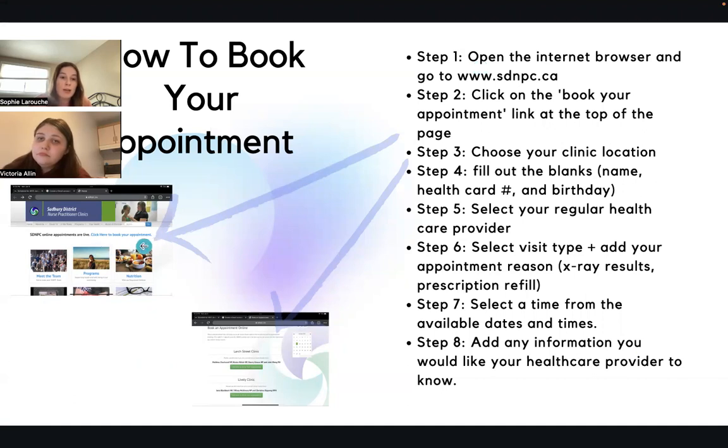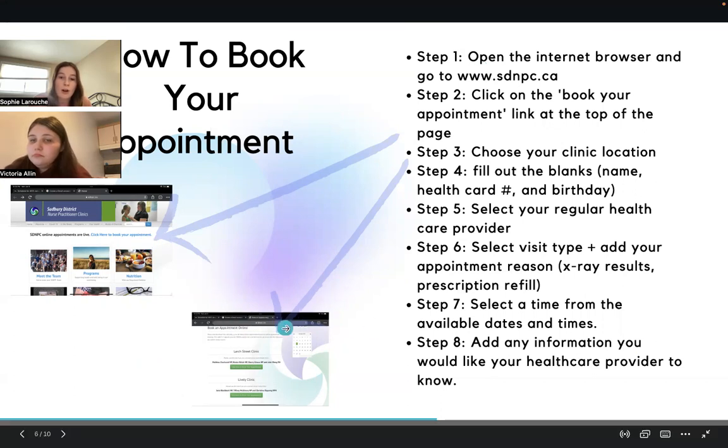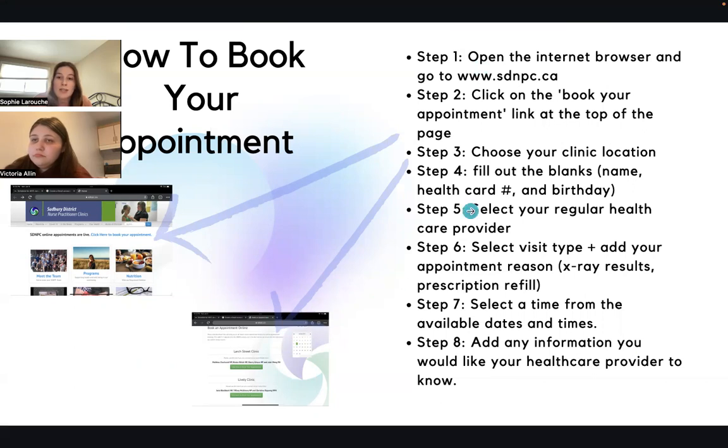You can see it in this picture here. So click here to book your appointment. You're going to click right on that hyperlink. And that's going to bring you to this form here, which is how you book your appointment. So once you get here, you're going to choose your clinic location. So wherever you want to receive your services, you're going to pick which location you want to go to. And then it's going to prompt you to fill out a bunch of blanks. So your name, your health card number. So that's why it's important to have your health card on you, and also your birthday.